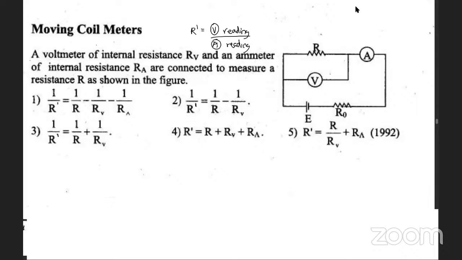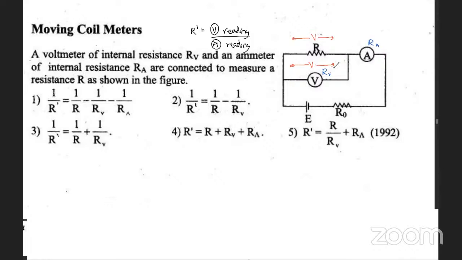The ammeter has an internal resistance of RA. Voltmeter has an internal resistance of RV. So we have to focus on this now. How do you do it? These two are going to be parallel, but this R naught is there. Whatever the voltage we have across this one, we'll have the same voltage across this one as well, no?